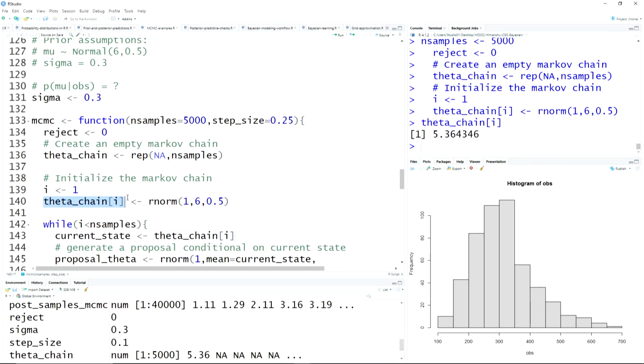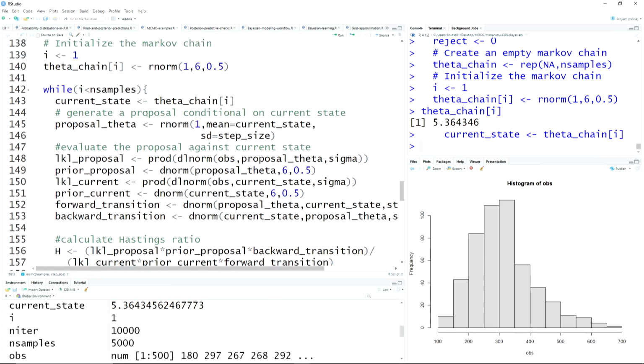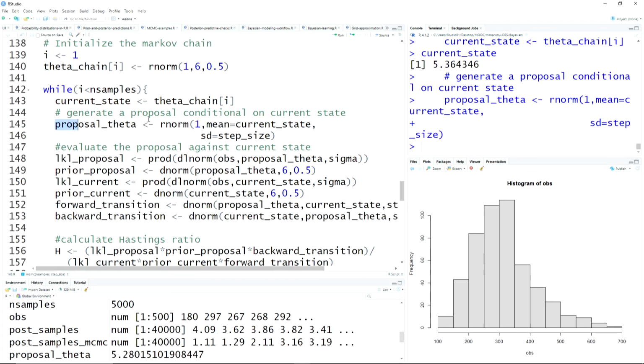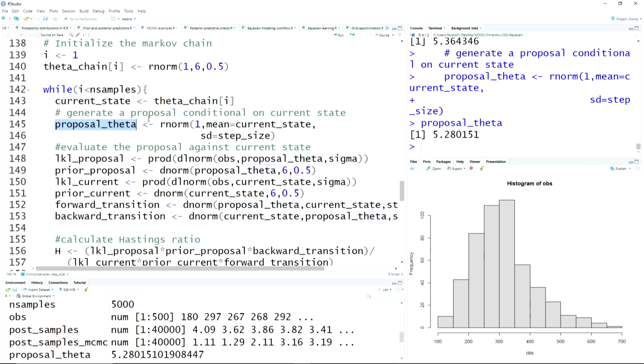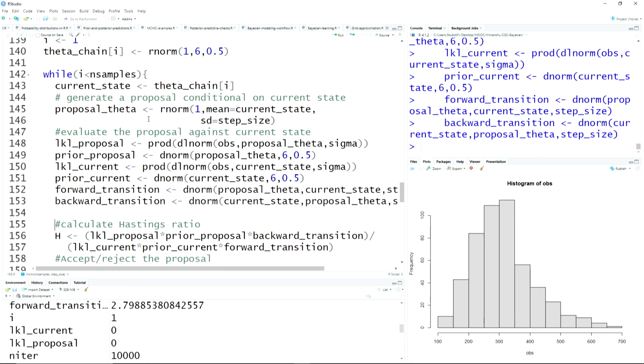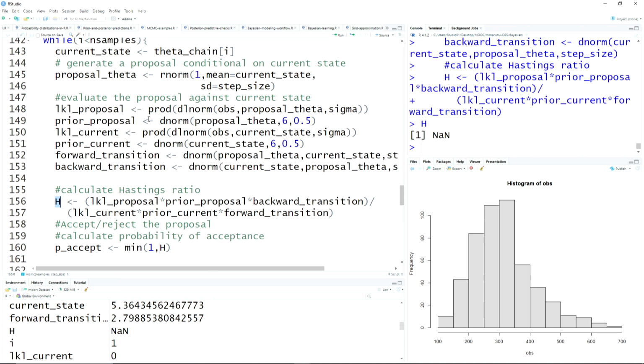So this is my current state of the chain, 5.36. Okay. So I store it as current chain. So this should be 5.36. Now I generate a new proposal for parameter mu, and the new proposal is 5.28. So everything is fine so far. Okay. Now let us calculate likelihood, prior and forward transition, backward transition for all this, and let us calculate H. So let's see what is H. H turns out to be NaN.